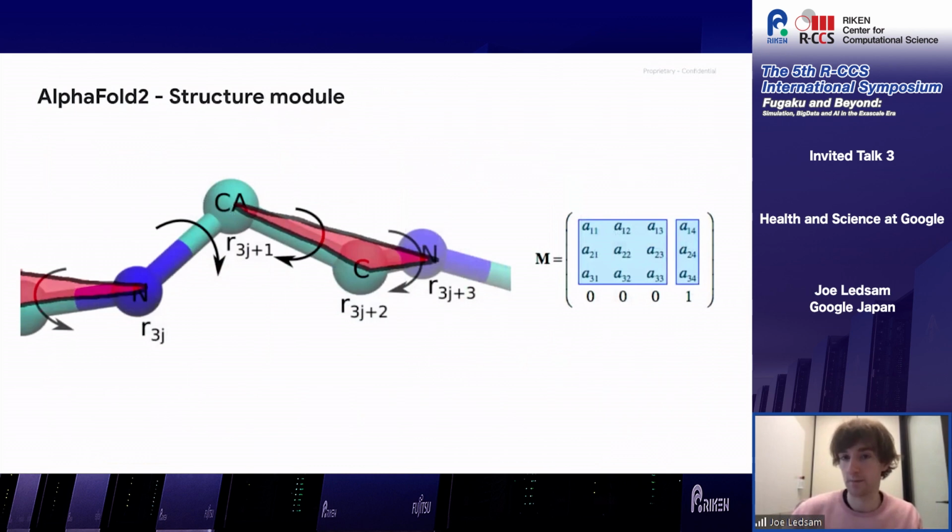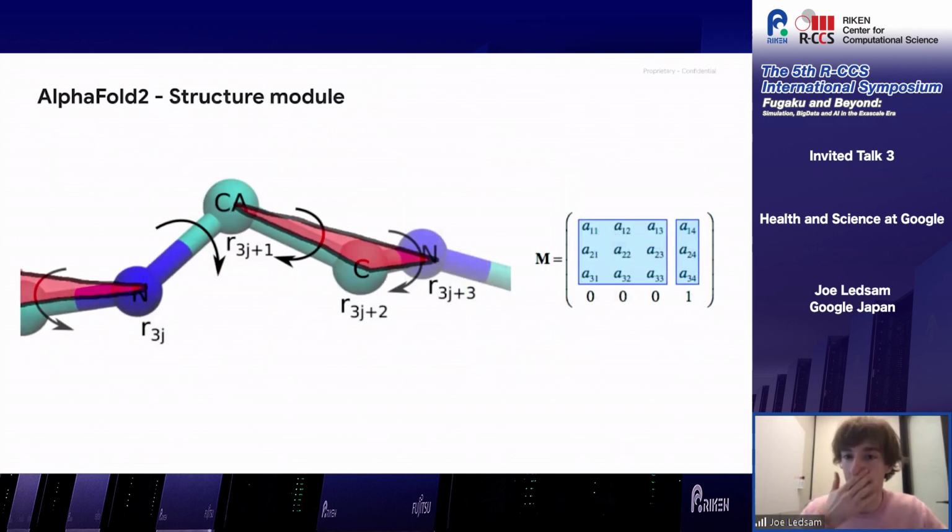The transformations are parameterized as affine matrices, which is a way to represent translations and rotations in a single 4x4 matrix. At the beginning of the structure model, all of the residues are placed at the origin of the coordinates, and at every step of, again, an iterative process, AlphaFold 2 produces a set of affine matrices that displace and rotate the residues in space.